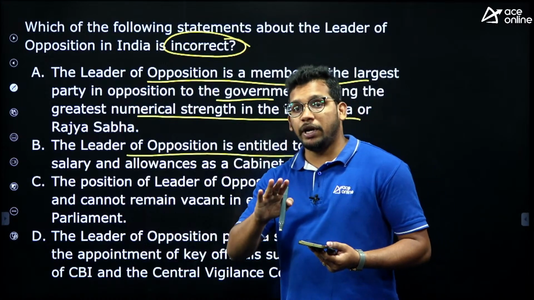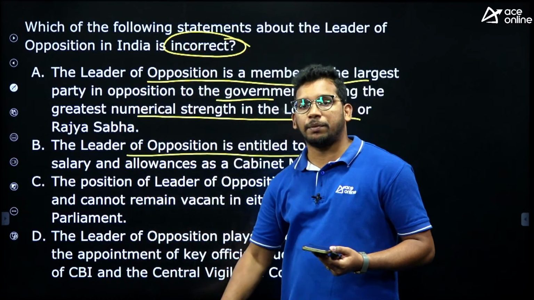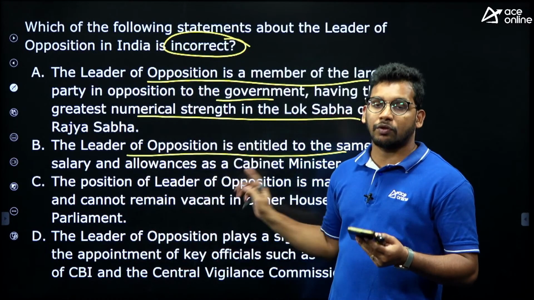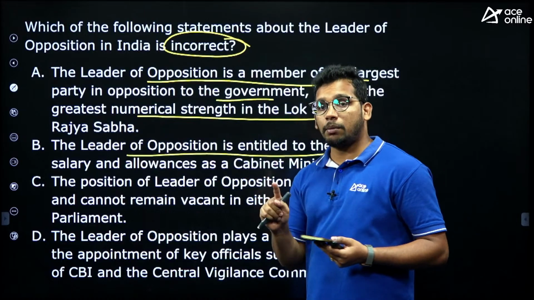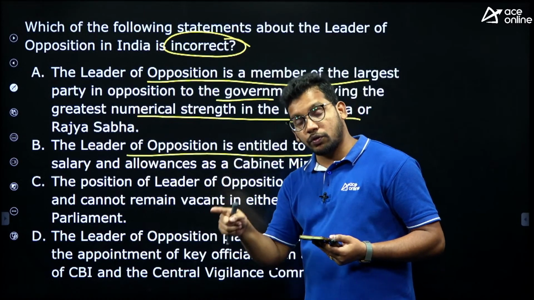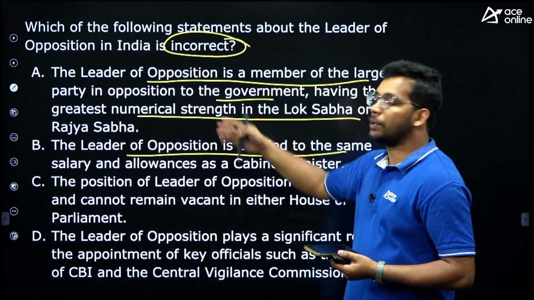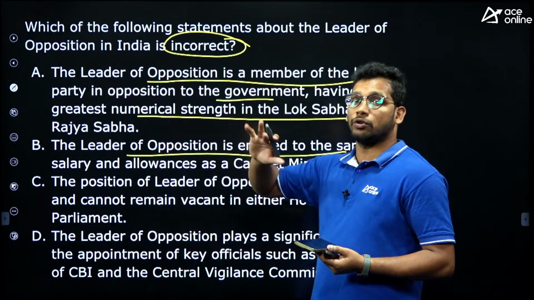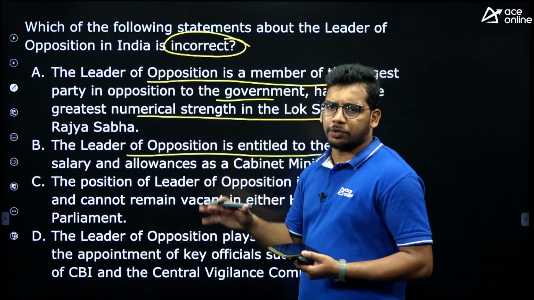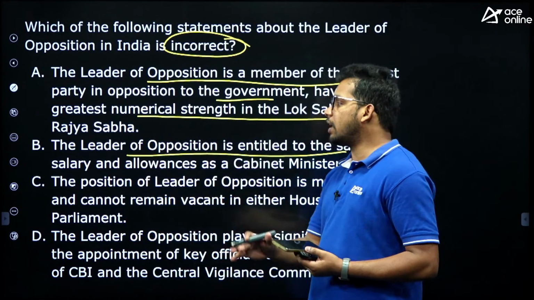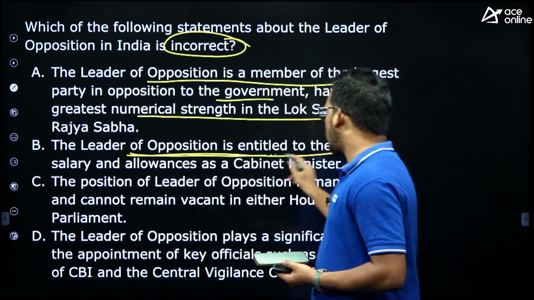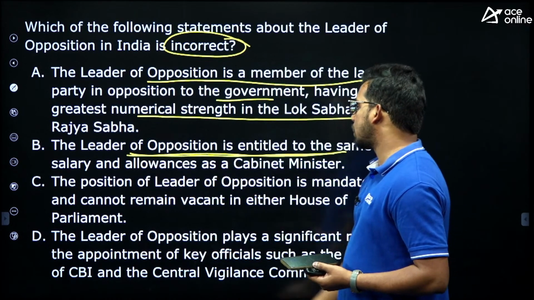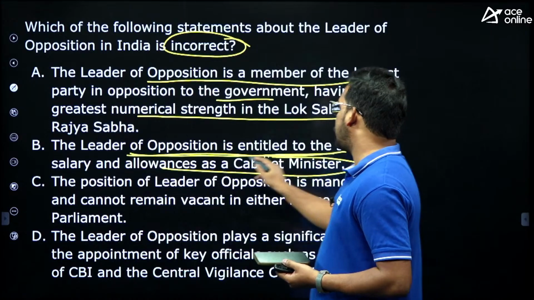See, don't answer immediately. Read all the 4 statements, understand, then only answer the question. In the exam also, you need to complete reading of all the questions, then only decide the answer. Don't just jump to the answer immediately. You may have read somewhere, so you may choose option A immediately, but read the question completely, then answer it. Next one, the leader of opposition is entitled to the same salary and allowance as the cabinet minister.